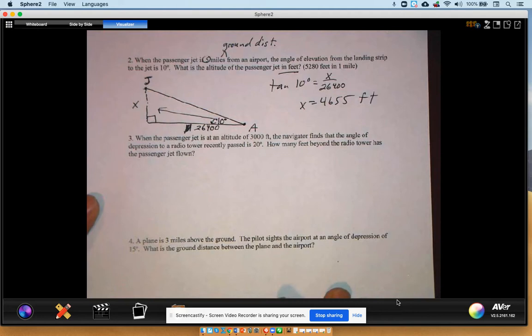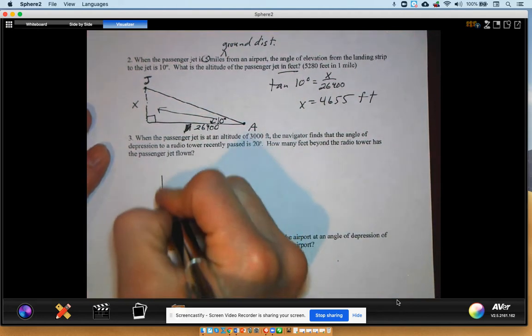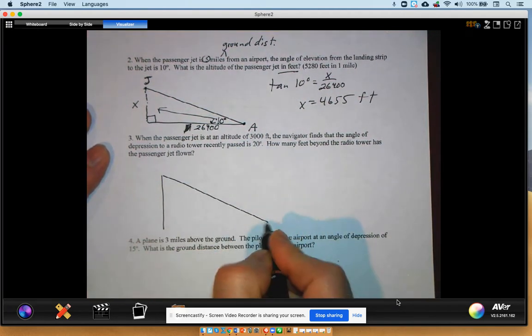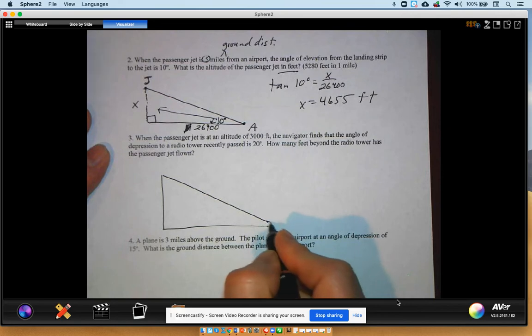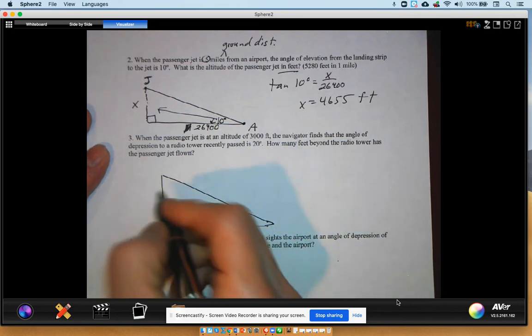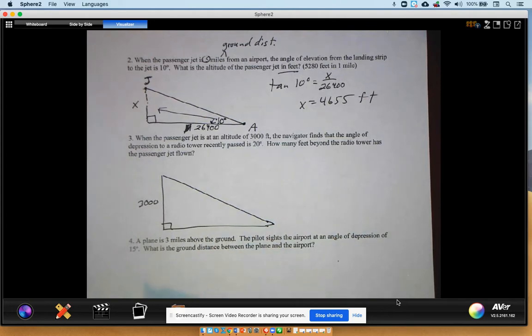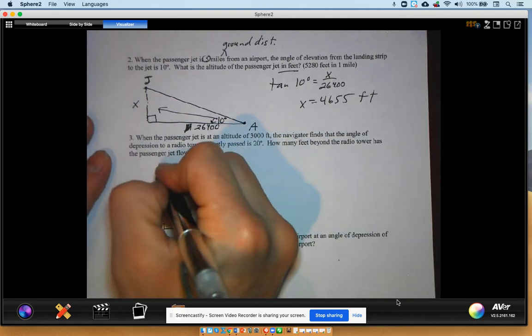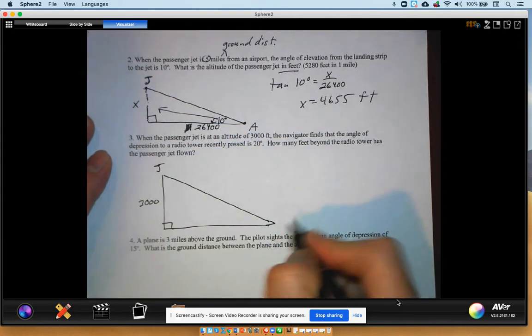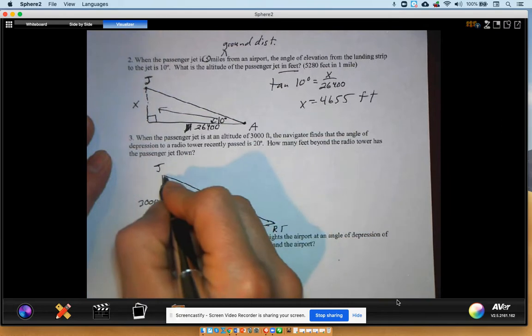So we got a passenger jet at an altitude of 3,000 feet. This is a little bit different. They're going to give you the altitude. The altitude is the vertical distance. And the navigator finds the angle of depression to a radio tower. So here's our jet, here's our radio tower, and there's an angle of depression.